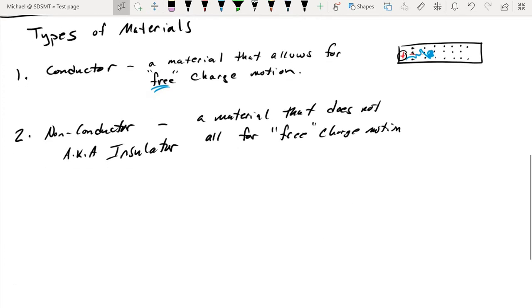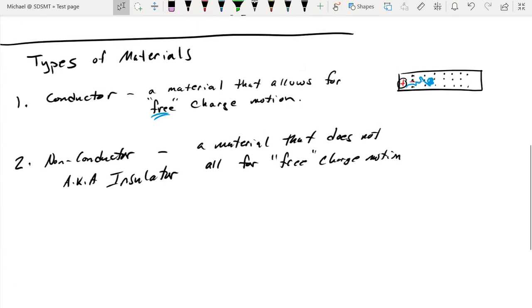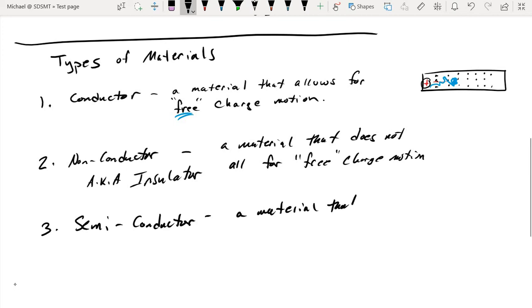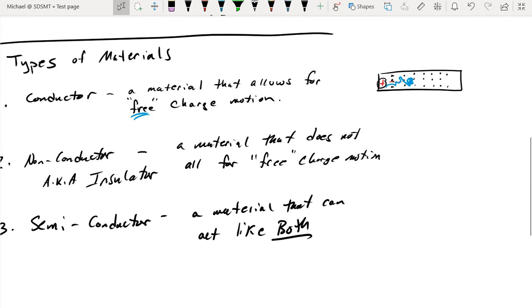Well, there are 4 types of materials that we're going to consider, and right now, given the descriptions of a conductor and a non-conductor, you might say, well, how can there be anything else? Either the charge makes it through or it doesn't. And so the third material that we're going to consider is what we call a semiconductor. And this is a material that can act like both a conductor and an insulator.